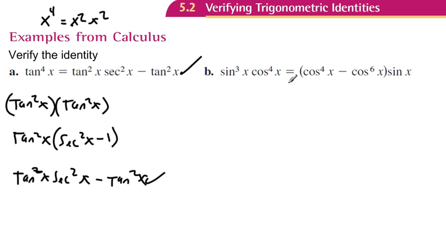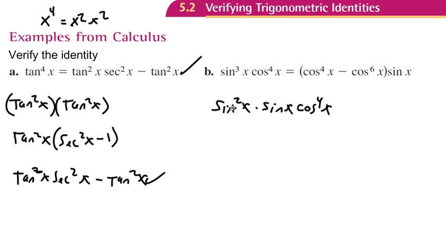Okay, come over here to the next problem. Let's go ahead and verify that the left side is going to be equal to the right side. A little bit tricky here. I'm going to break up my sine cubed as sine squared of x times sine of x. That makes sense, right? I mean, sine squared times sine is just sine cubed. And then we tack on our cosine to the power 4 of x.